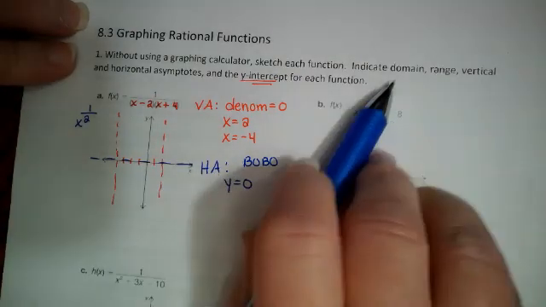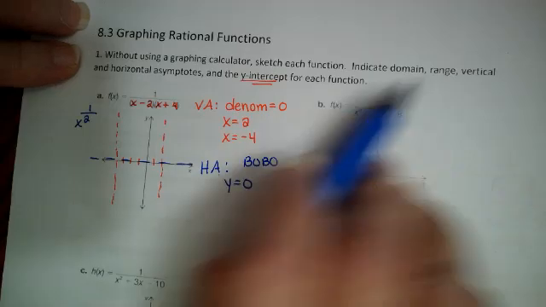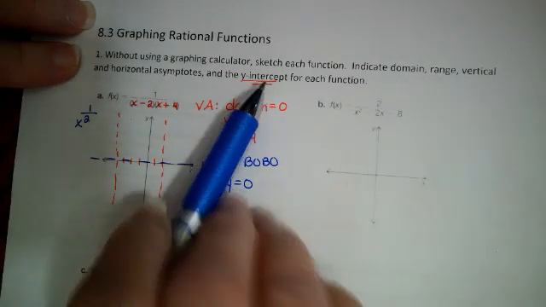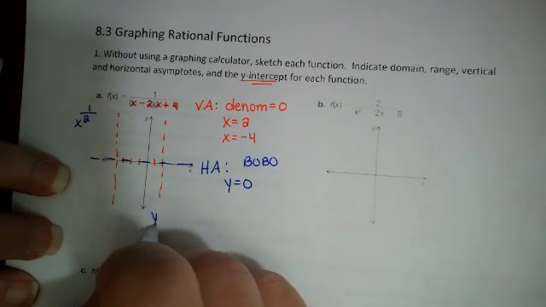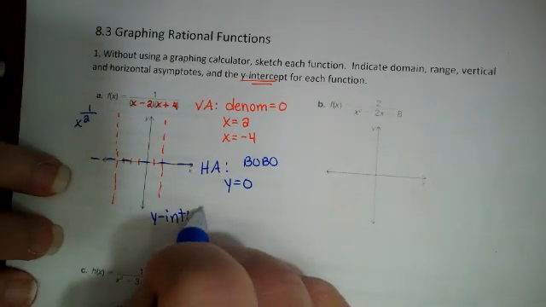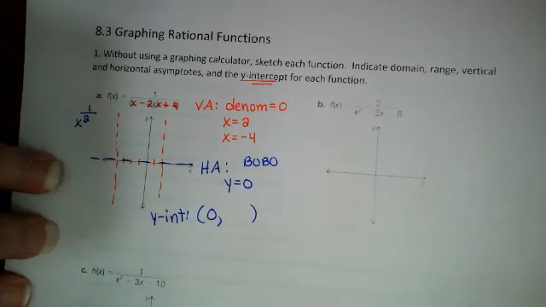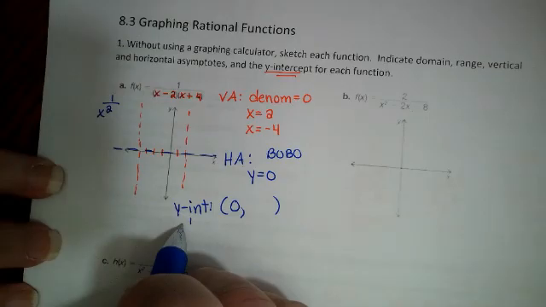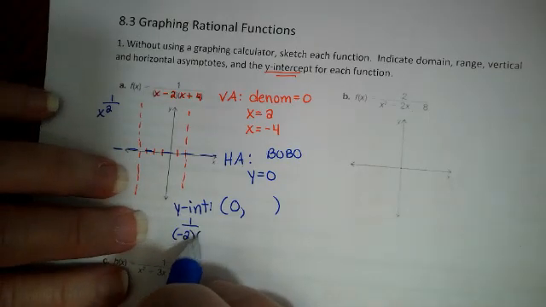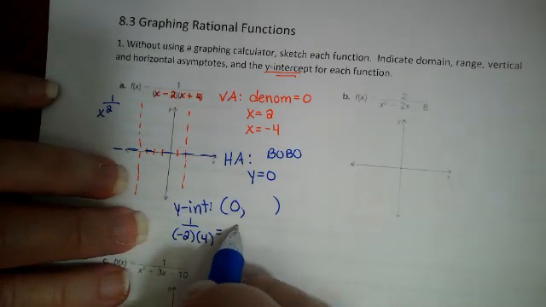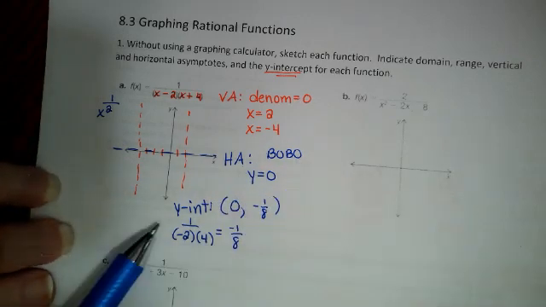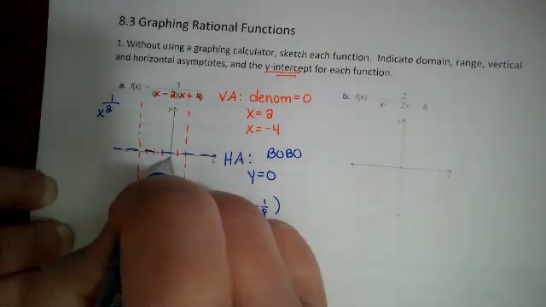So that's going to help us with our domain and our range. We've got horizontal asymptotes, vertical asymptotes, a y-intercept. Do you remember that to find the y-intercept, we always let x equal 0? So if I put a 0 in for both of those x's, let's see what happens. 0 minus 2, 0 plus 4, I get negative 1/8 for my y-intercept. So it's right down here.